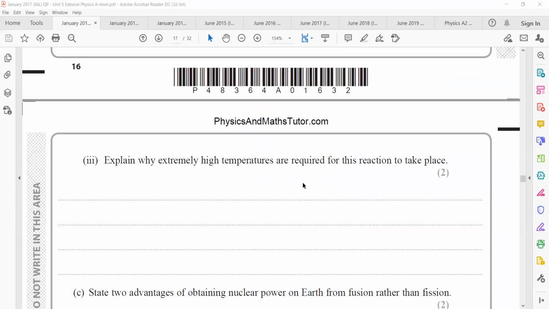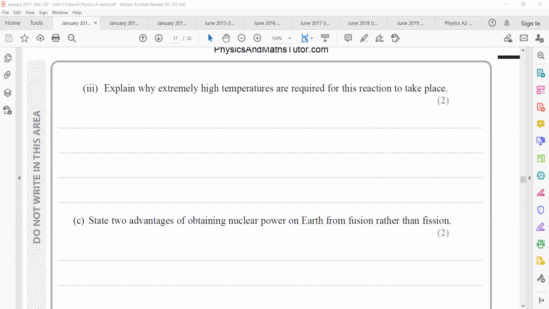Explain why extremely high temperatures are required for this reaction to take place. Again, the same answer, fusion reaction. Why sufficiently high? Because we have to overcome the electrostatic repulsion between the nuclei. So we need sufficient kinetic energy which can overcome this. That is why we need a high temperature.